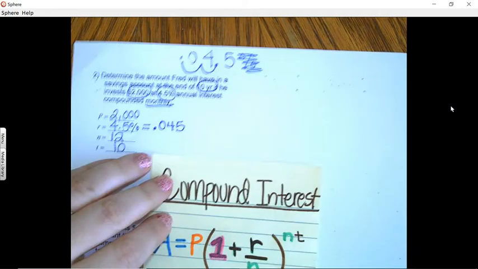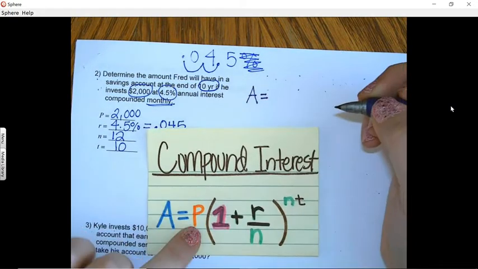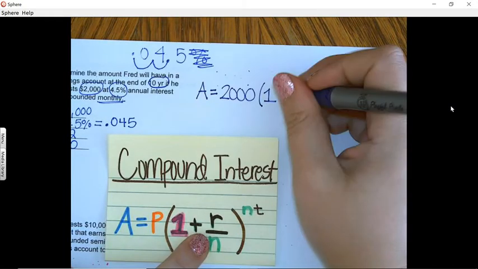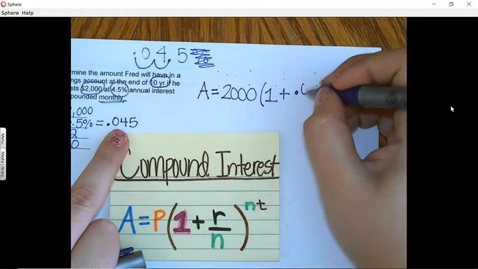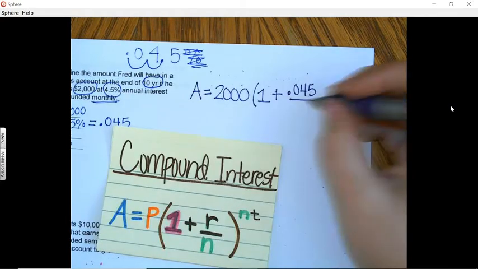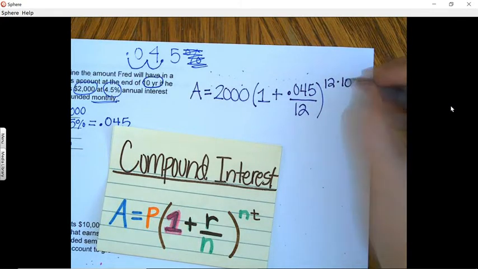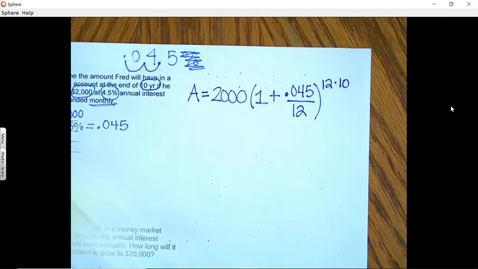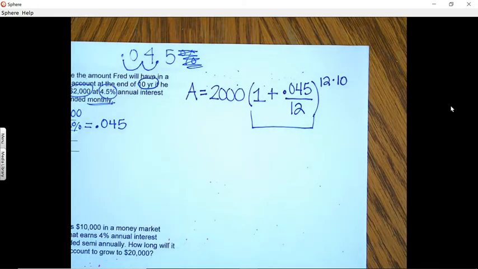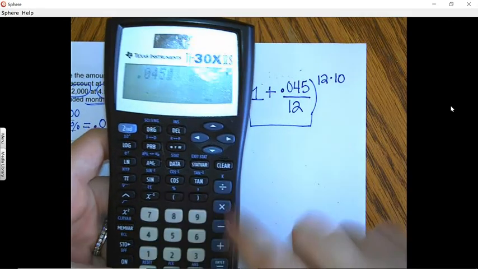Okay, so now we are ready to use our formula here. So Fred starts with $2,000. They're going to take that whole $2,000 and add a percentage rate of 4.5%, and it's going to be compounded monthly for 10 years. Okay, so now we're going to use our order of operations. We're going to start with the parentheses first. So inside the parentheses, the division goes first. So we're going to do 0.045 divided by 12.